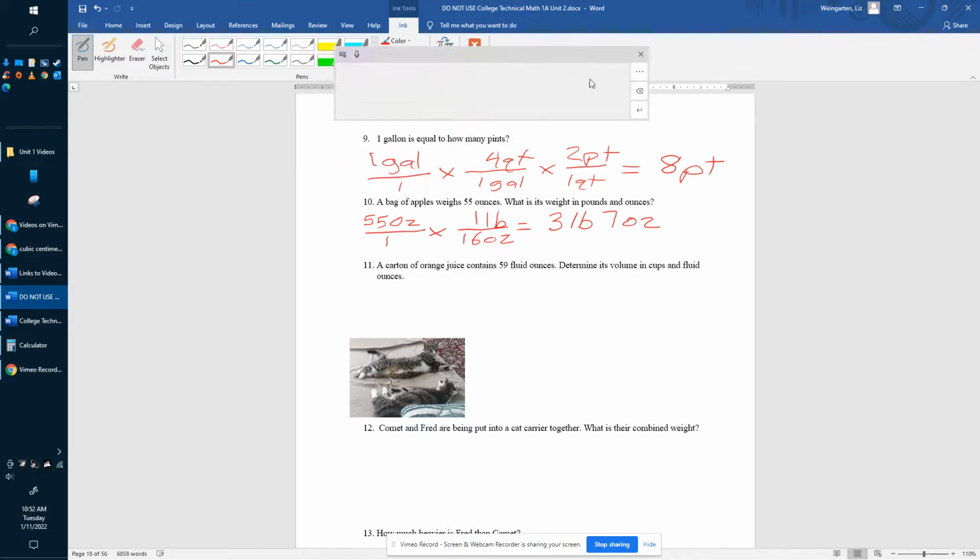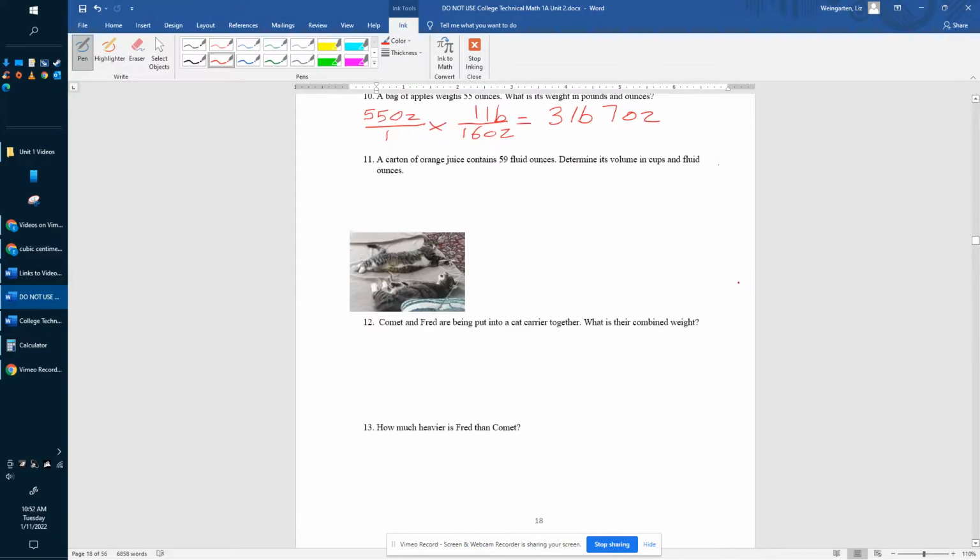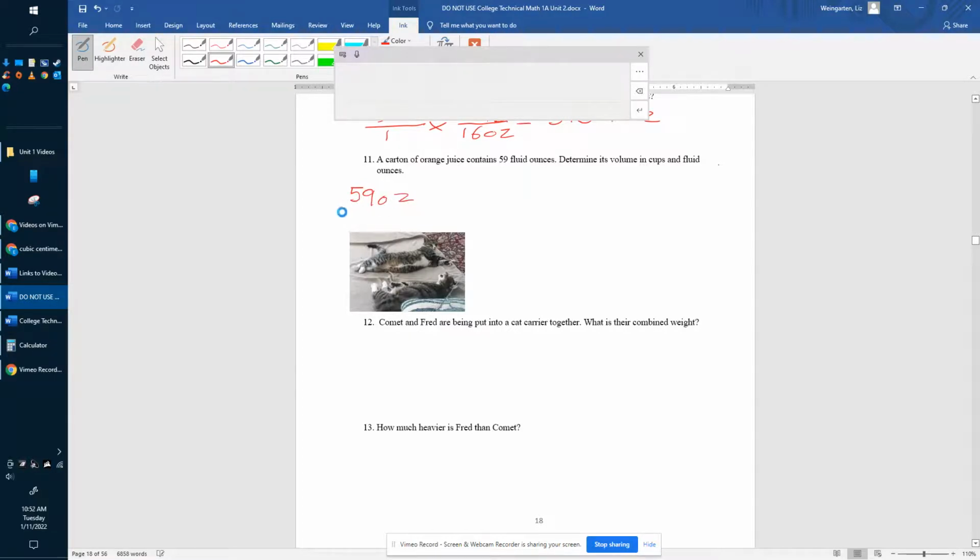A carton of orange juice contains 59 fluid ounces. Determine its volume in cups and fluid ounces. All right, this is going to be very similar. So we have 59 ounces over 1 times how many cups? Let's see, 8 ounces in 1 cup.